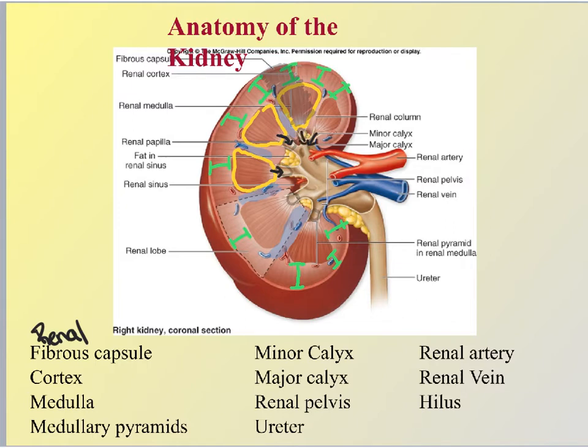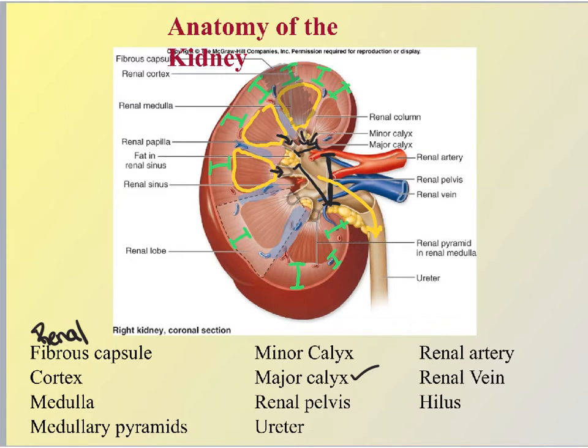So for instance, at the top here, you've got 3 minor calyces, and they merge together to create a wider passageway. That's called a major calyx. So here's a major calyx. And those major calyces will merge together to become this main passageway here called the renal pelvis. And from there, urine will drip down into this muscular tube called the ureter.